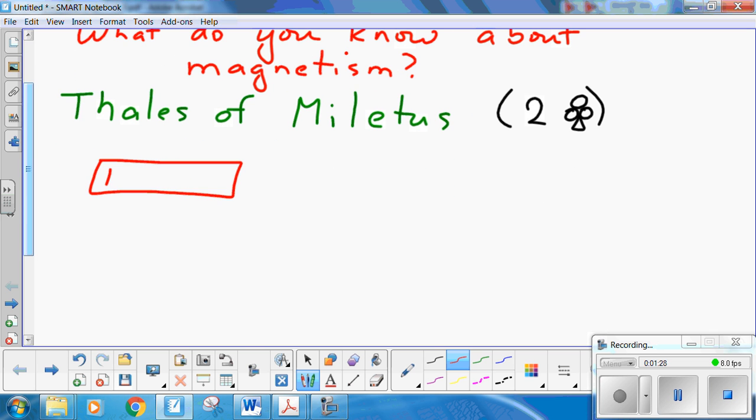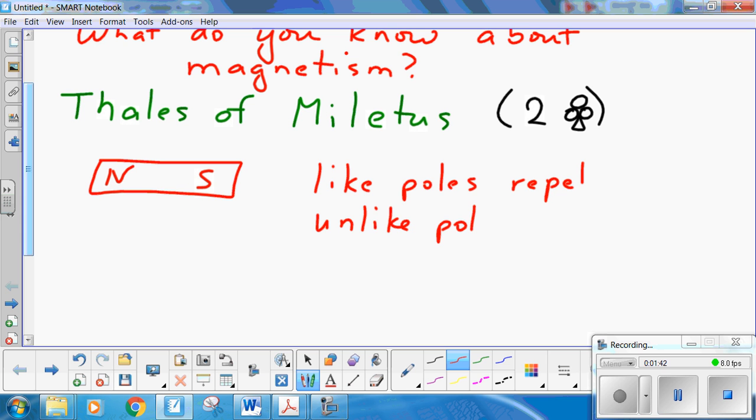You should know north, south poles. Like poles repel. Unlike poles attract. Very much like charges. Like charges repel, unlike charges attract.